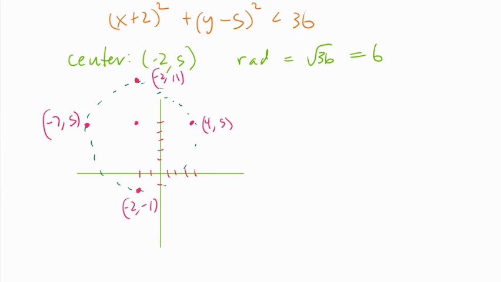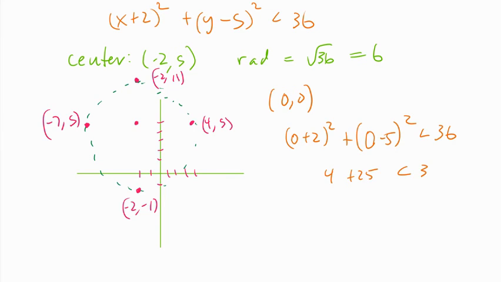And I have to pick a point and shade that side. So I'm going to put in 0, 0. If I put in 0, 0, I'm going to have 0 plus 2 squared plus 0 minus 5 squared is less than 36. So 4 plus 25 is less than 36. So the point I checked was true, which means everything on that side of the circle is going to be true. So I'm going to shade the inside of my circle. And there we go.